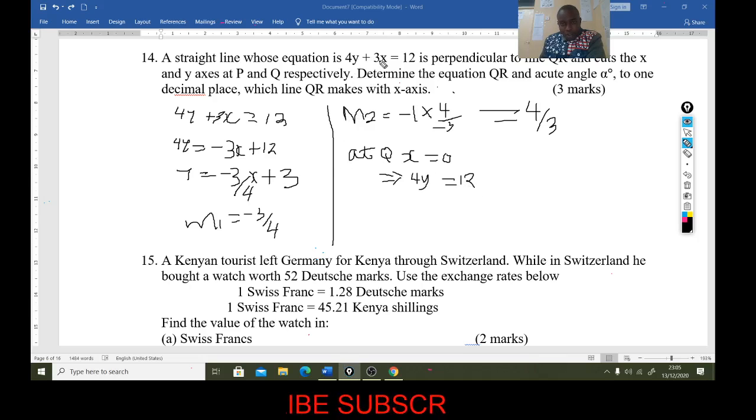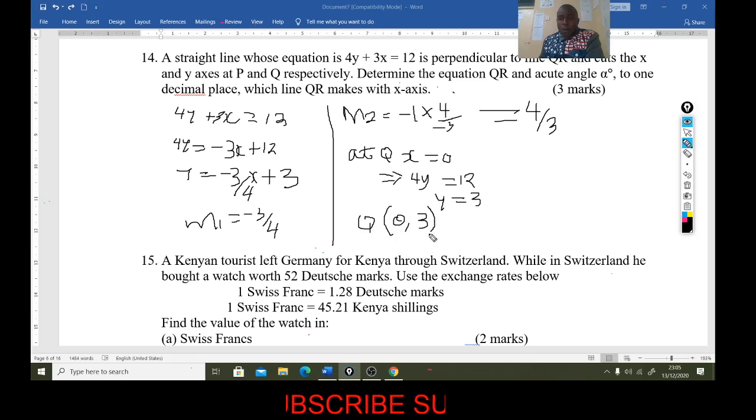X is 0 because Q is on the y-axis, and on the y-axis x is 0. So I substitute x with 0, and it is 4y plus 0, which is 4y equals 12, so y equals 3. And x is 0, so the coordinate of Q is (0, 3).